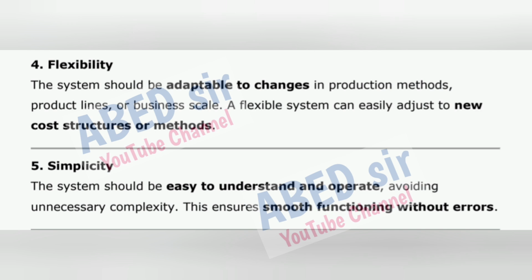4. Flexibility. The system should be adaptable to changes in production methods, product lines, or business scale. A flexible system can easily adjust to new cost structures or methods. 5. Simplicity. The system should be easy to understand and operate, avoiding unnecessary complexity. This ensures smooth functioning without errors.